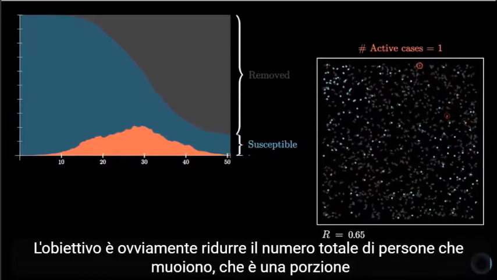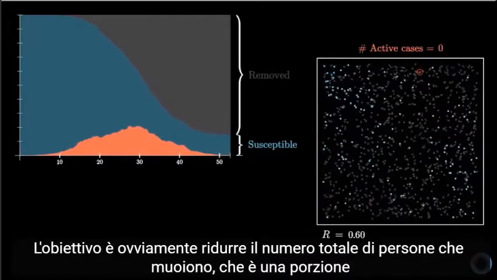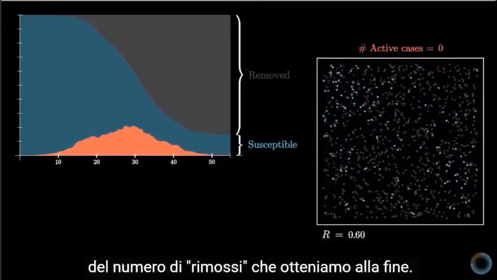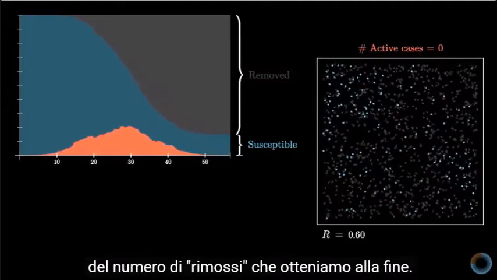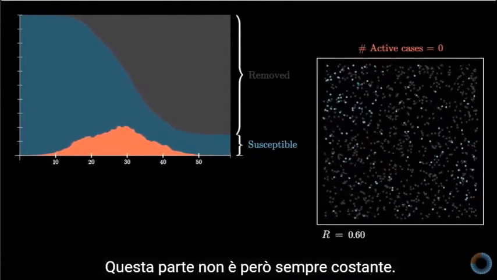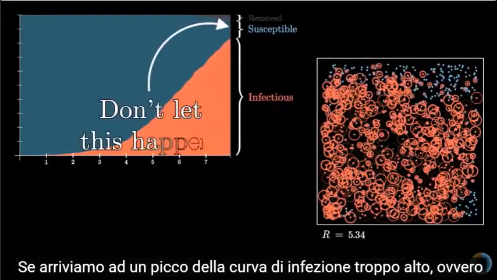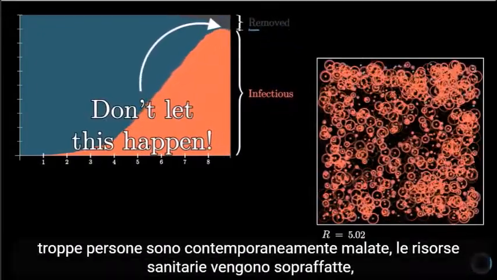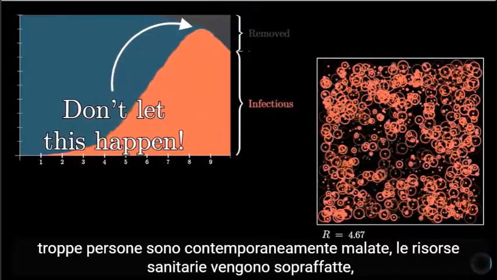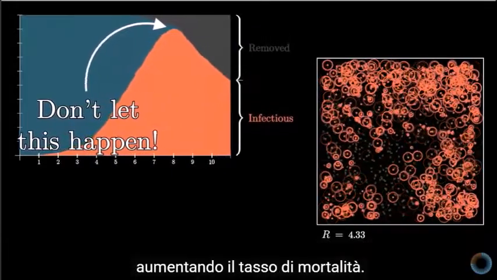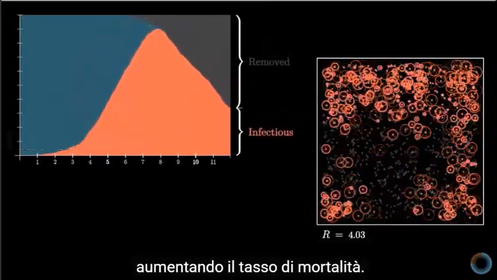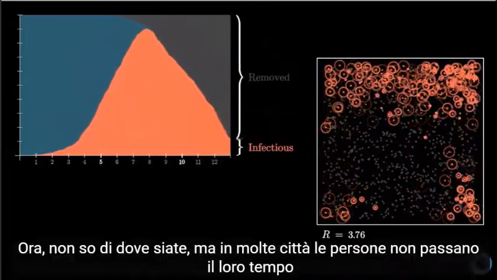The goal is probably to reduce the total number of people who die, which is going to be some proportion of this removed category in the end. That proportion is not a constant, though. If you get to a point where the peak of the infection curve is too high, meaning there's a time when many people are all sick at once, that's the point when available healthcare resources are overwhelmed, which, for a bad disease, will increase the mortality rate.